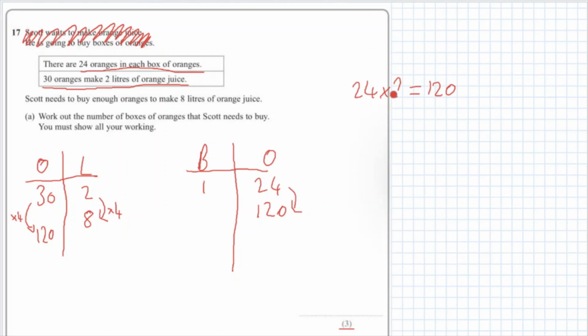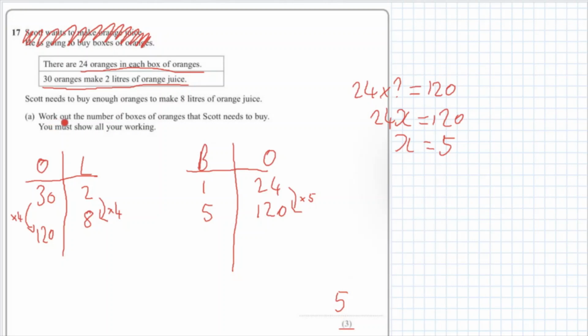Well, this is our unknown number, isn't it? So we can call it x, and then we can solve to get x equals 5 by dividing by 24. Divide both sides by 24. So 24 times 5, you can check that with your calculator, equals 120, and therefore 1 times 5 is 5. So therefore, Scott needs to buy 5 boxes of oranges, and that's our final answer, isn't it?